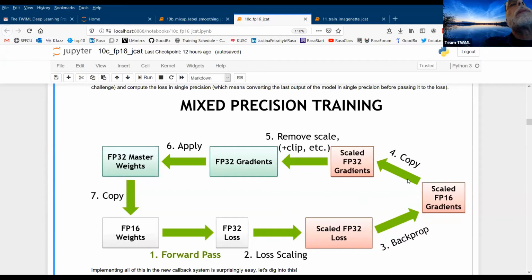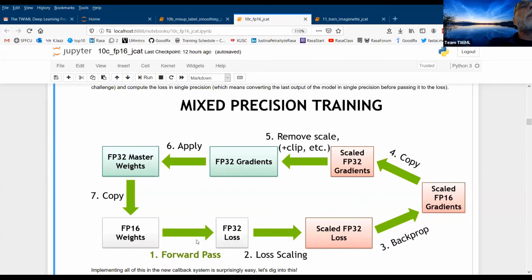Okay, then next is you copy the scaled. Okay, this step I understand. You copy the scaled half precision gradients to full precision, then you undo the scale, then you apply the update step. So this part is all clear. To me, the only thing that's not clear is this part.